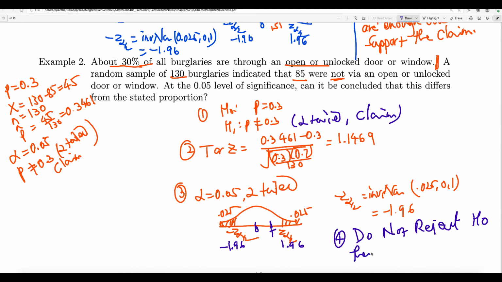So there is enough evidence to reject the claim that the percentage of burglaries from an open door or window is different from 30%.